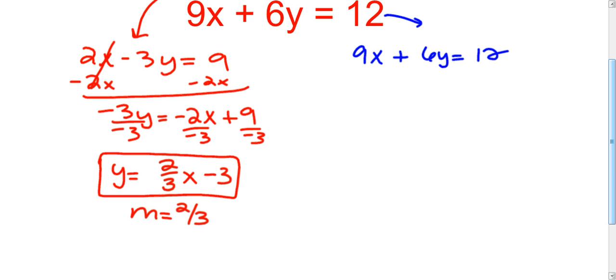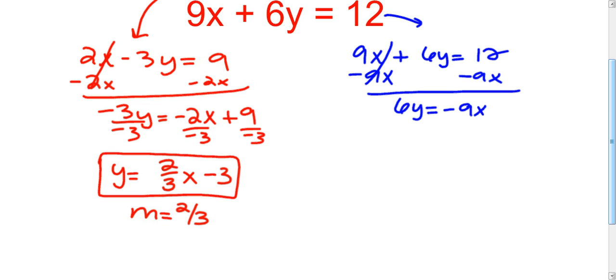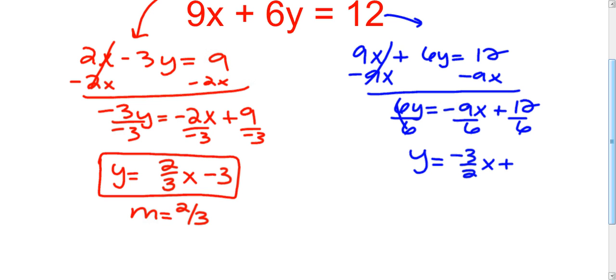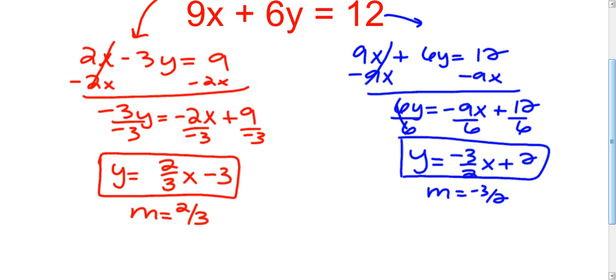Okay, and then I want to also get that one into y equals mx plus b form, so I'll go ahead and subtract 9x. And I will have 6y equals negative 9x plus 12. And I'll go ahead and divide by 6. And y equals negative 9/6 would reduce to negative 3/2 x. And then 12 divided by 6 is 2. So there's that line. And I can see that my m is negative 3/2.